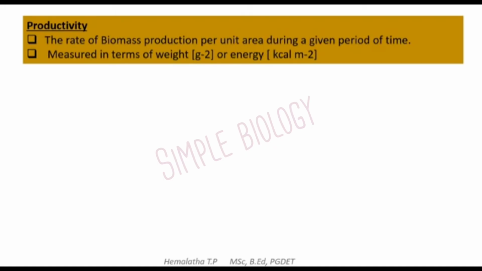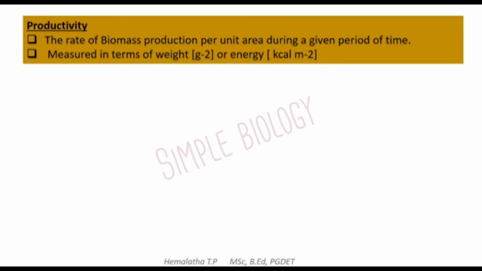If we take the example of a factory, in the factory what will happen? The factory will produce some goods, and those goods will be the main production of that particular factory. In the same way, an ecosystem also has to produce something, that is called productivity. The rate of biomass production per unit area during a given time period is called productivity. So how can we say that something is producing? That is by measuring the biomass of the particular ecosystem.